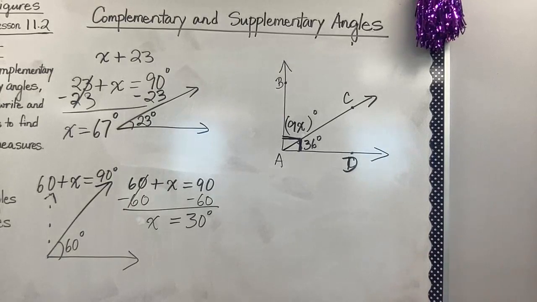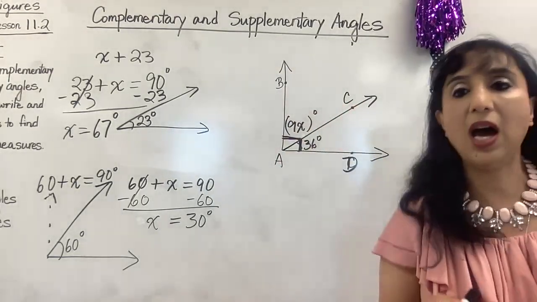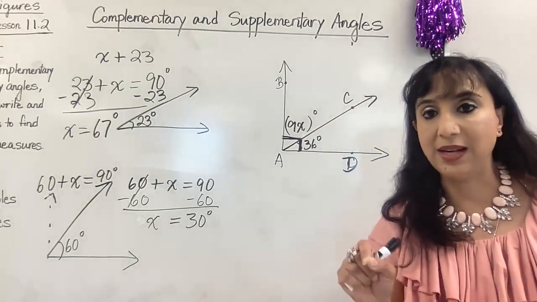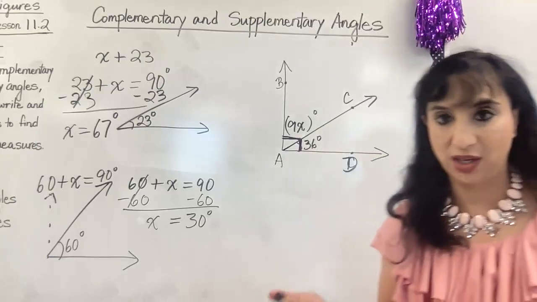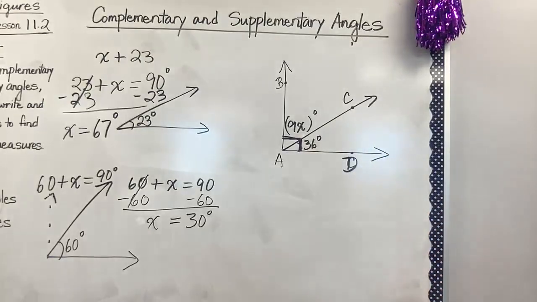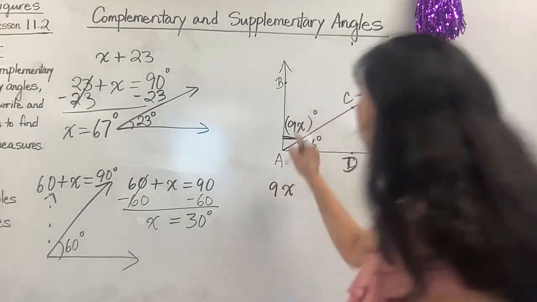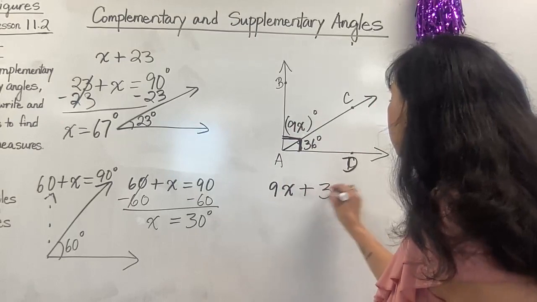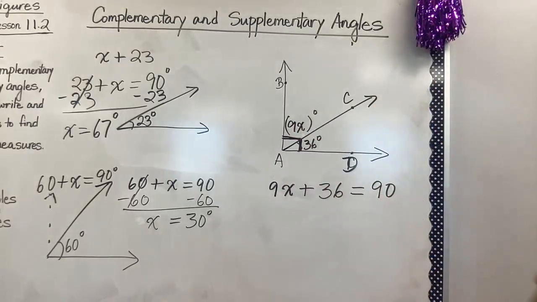Okay, so we are going to first identify the complementary angles. And I know that BAC and CAD are complementary angles. That means when I add those two up, I will get 90 degrees measure. So what I'm going to do now is write an equation. And so 9x plus 36 will equal 90 degrees.